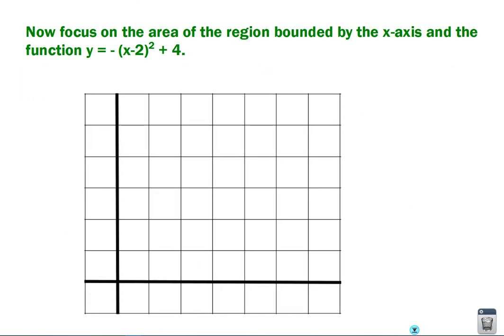Let's talk about the area bounded by the x-axis and the function y equals negative (x minus 2) squared plus 4. So let's graph that one. This is a quadratic in vertex form with a vertex at 2, 4. So 1, 2, 1, 2, 3, 4. And then it's going down. There's no dilation, so over 1, down 1. Over 2, down 4.